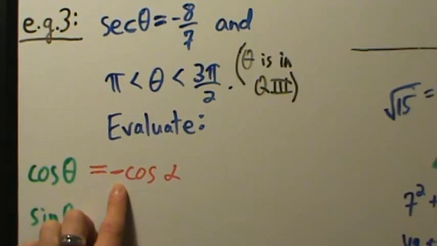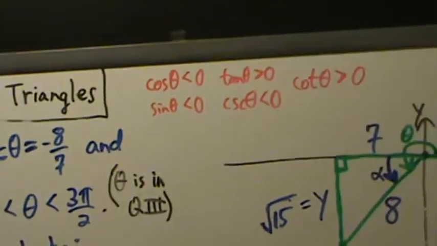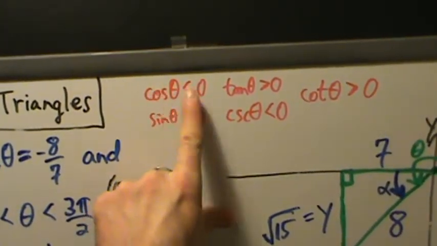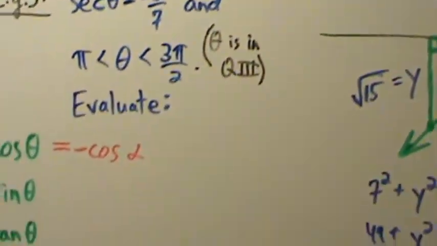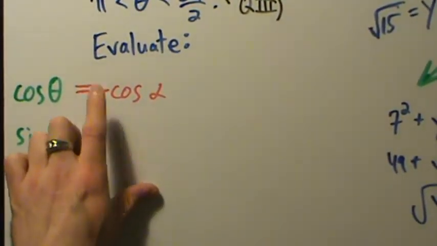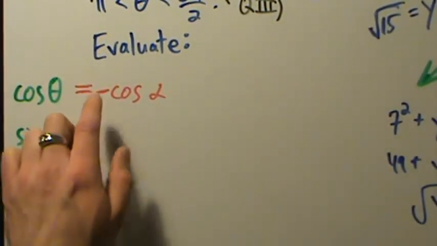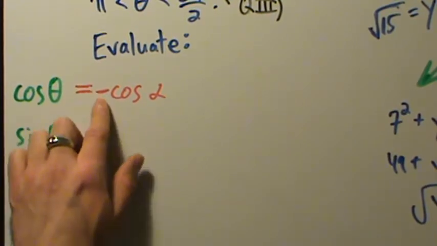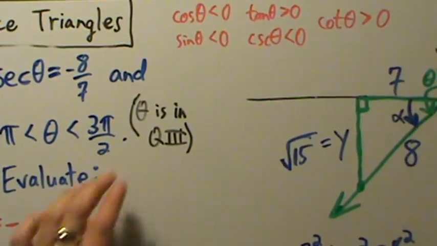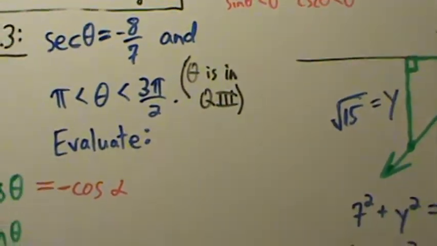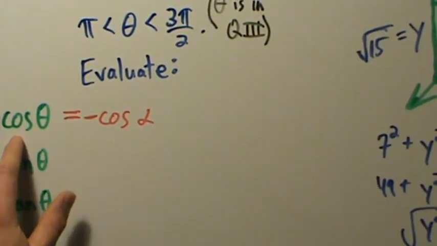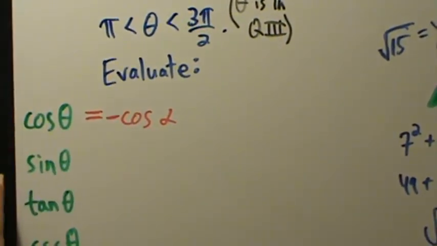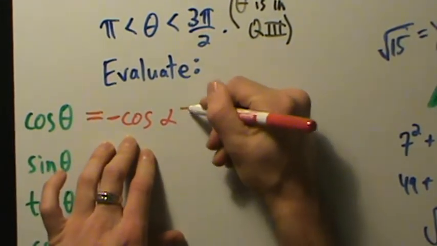Okay, why might we have a minus sign? Well, in this case we do, because cosine of theta is negative. Since cosine of theta is negative, we have to have this minus sign out in front of this. Why is cosine of theta negative? Because theta is in quadrant 3. So we know cosine of theta is negative cosine of alpha. That's just a thing with reference angles. Okay, but what is cosine of alpha?